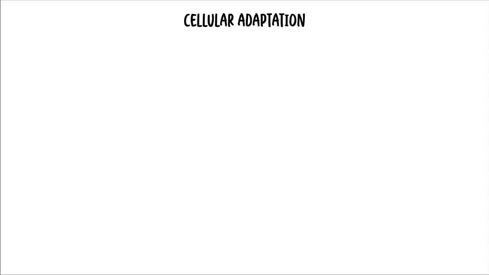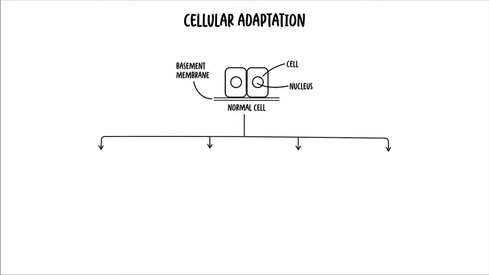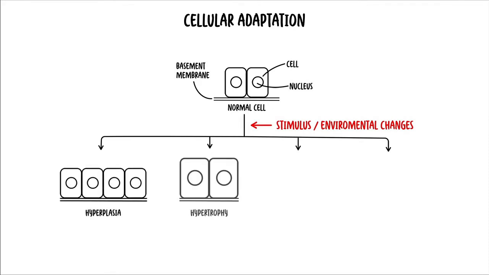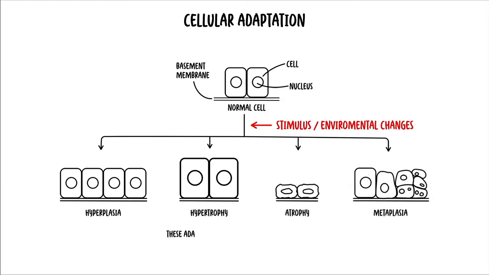Cellular adaptation is the ability of cells to respond to various types of stimuli and adverse environmental changes. These adaptations include hyperplasia, hypertrophy, atrophy, and metaplasia. These adaptations can be physiologic or pathologic, depending upon whether the stimulus is normal or abnormal.